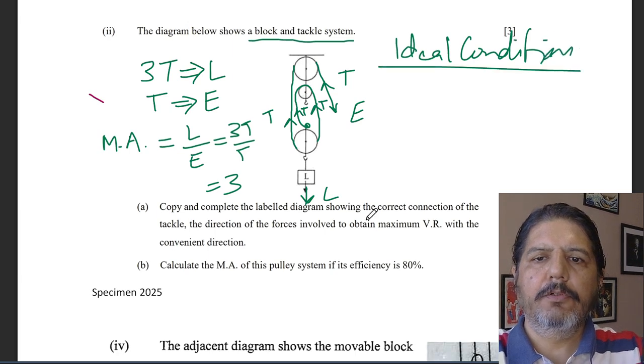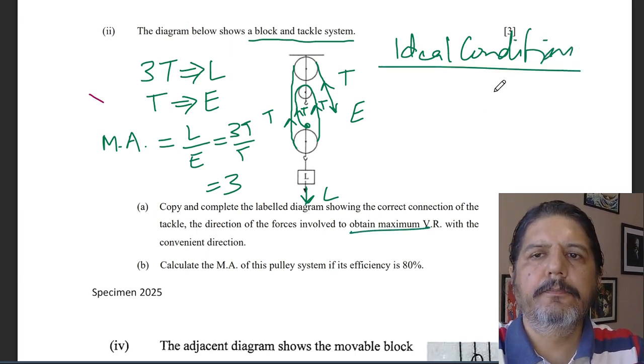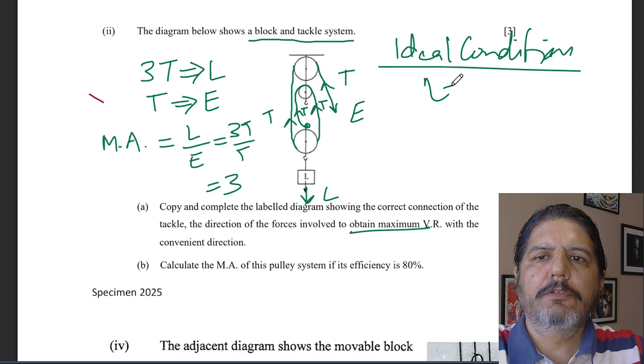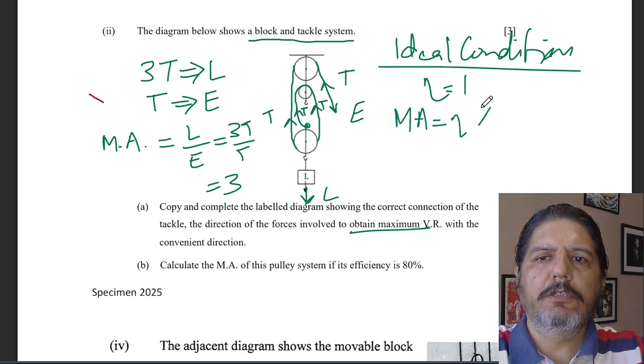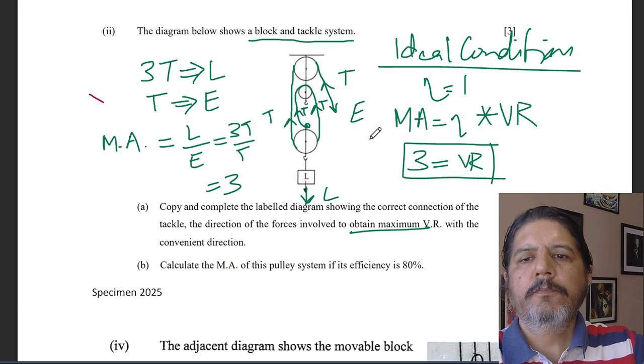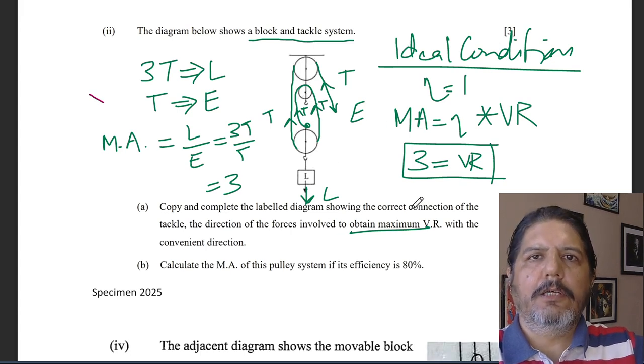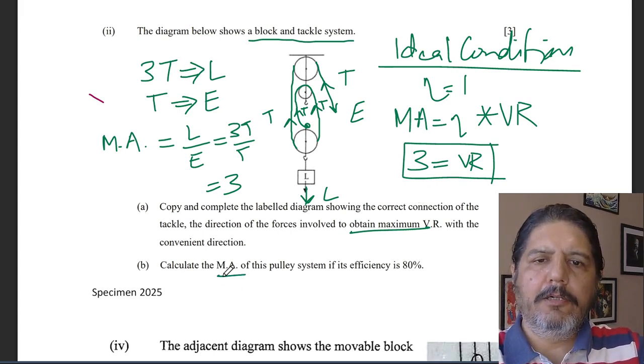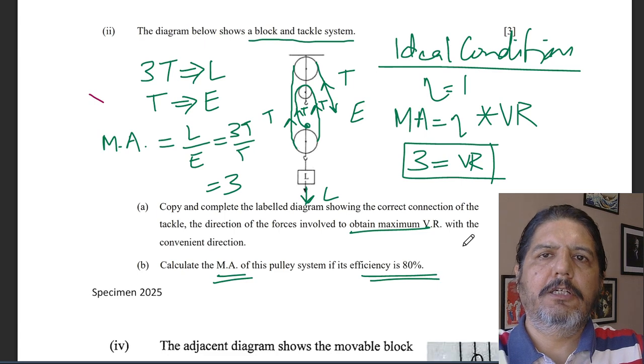Why ideal condition? Because they are looking for maximum VR. So ideal condition efficiency would be 1. Mechanical advantage is equal to efficiency into VR. So VR would be equal to 3, and which is the maximum VR in this case. So we have calculated the maximum VR also. Calculate the mechanical advantage of this pulley if its efficiency is 80%.